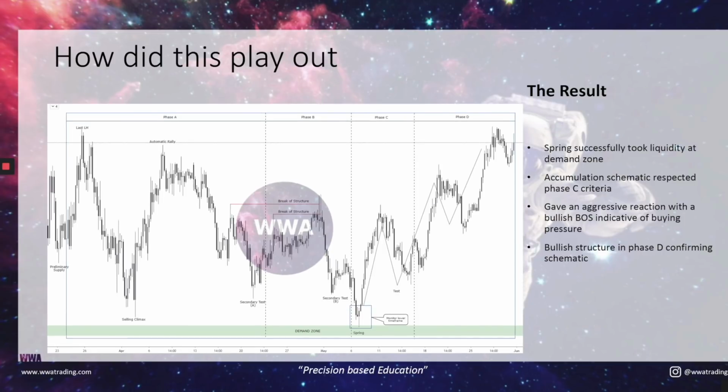As you can see, the spring was successful, rejecting this demand zone, buyers coming into the market after freeing up this area of liquidity. Now, this spring took out weak-handed buyers and tested supply one last time. And once that has happened, we had a bullish break in structure. We started to have higher highs and higher lows, confirming that we are now in a successful accumulation phase.